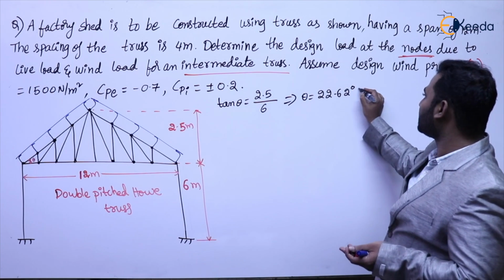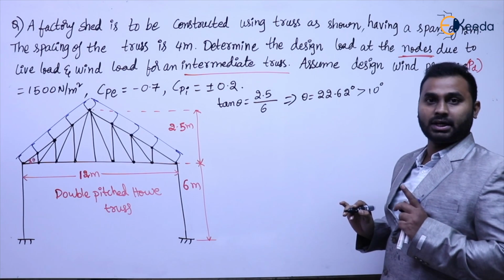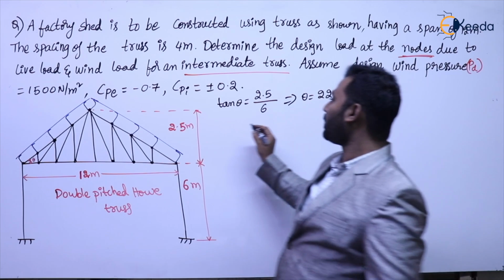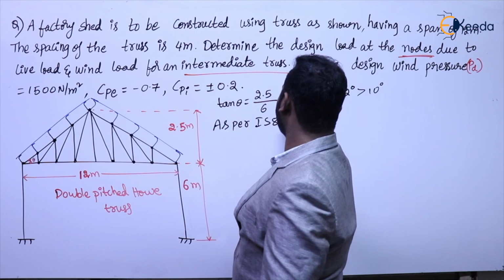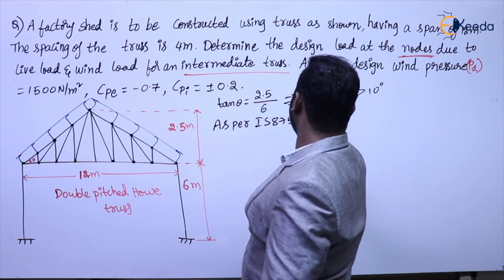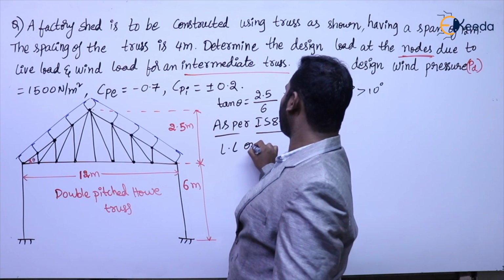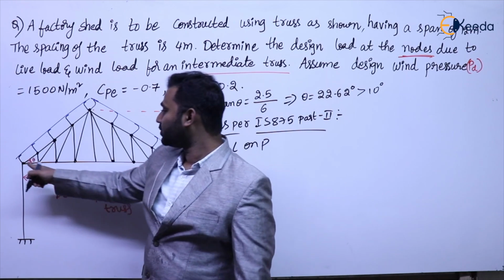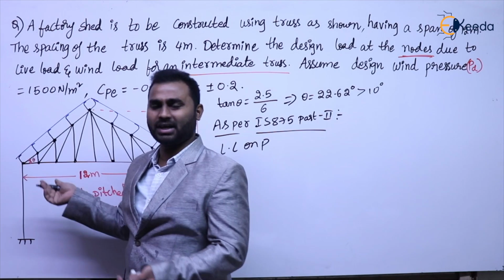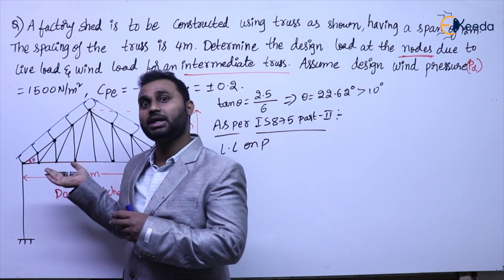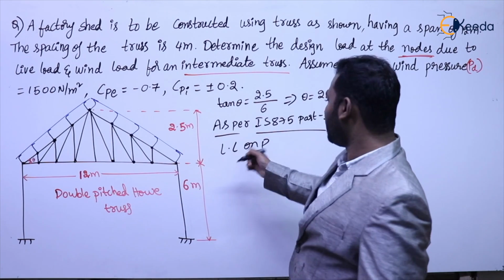Now as this theta is greater than 10 degrees, we know the procedure for calculating the live load, which we already discussed. As per IS 875 part 2, now the live load on purlin. If you observe the diagram, these were the angle purlins, and on top of the angle purlins there exists a roof sheeting. Of course, they are not required, but those details were mentioned in the diagram of the question. So, live load on the purlin.